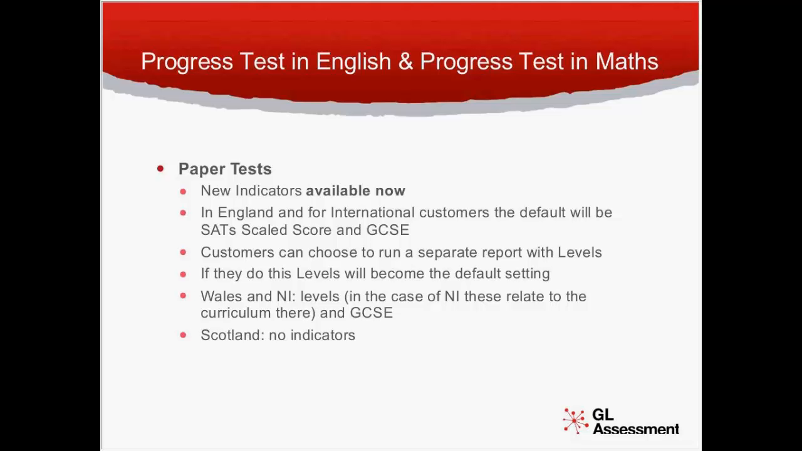There is a way of going in and changing that setting and running a second report, and that will show you levels. Just a slight danger here is if you don't then undo that selection, levels will become the default setting. So you just have to remember to go back to the original default setting to see the scale scores and the GCSEs.